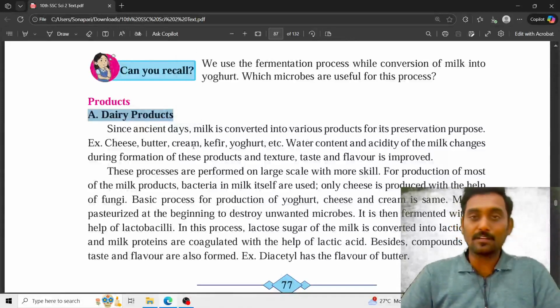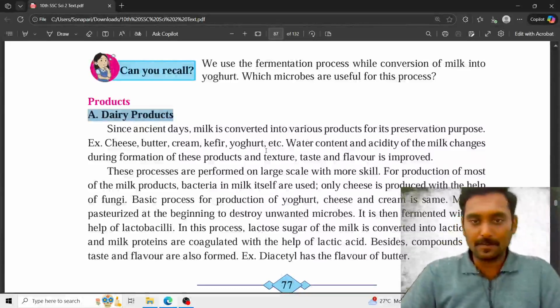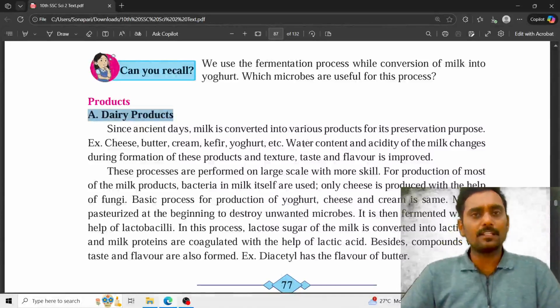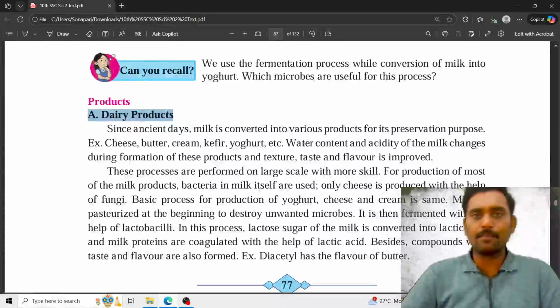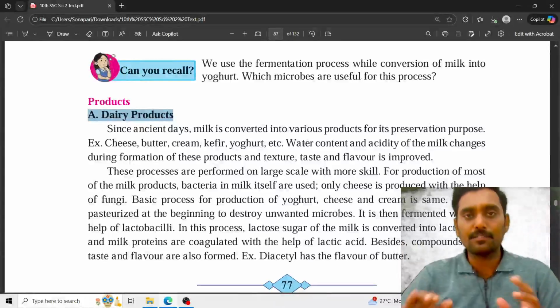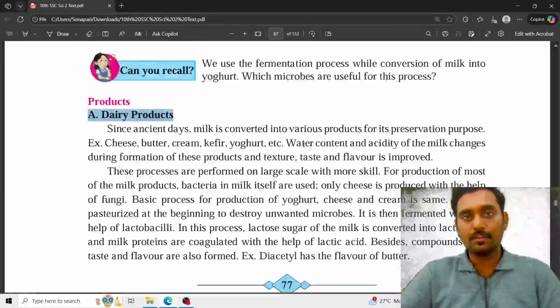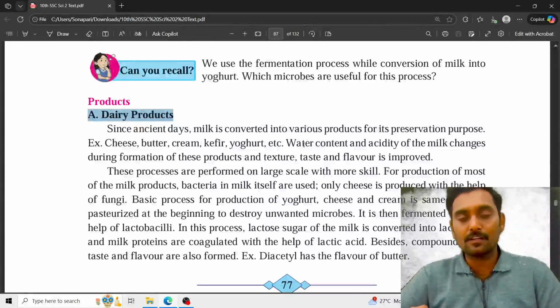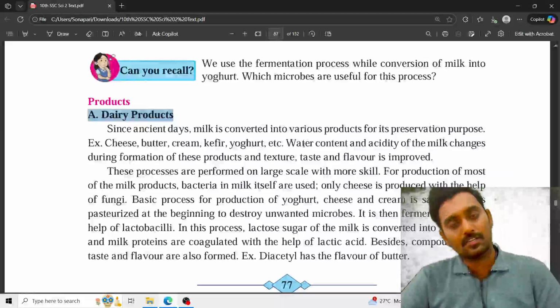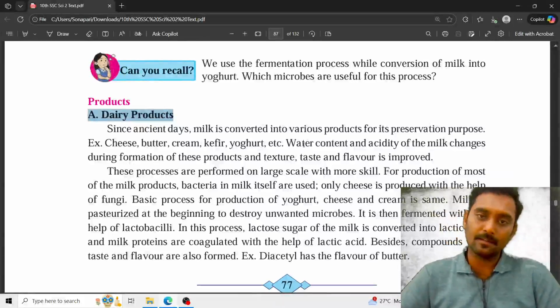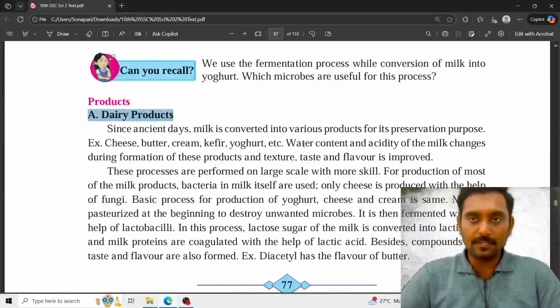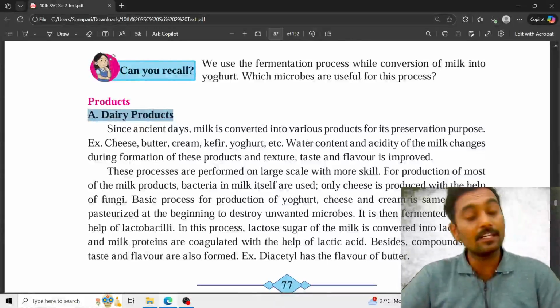So the cheese, butter, cream, kefir. Kefir is a product which is made with the help of curd, yogurt, etc. Here the water content and the acidity of the milk change during the formation of these products, and the texture, taste and flavor also get improved. See, the taste, texture and flavor of milk is totally different than the texture, taste and flavor of the curd. Both are totally different. Let's say cheese, it is also totally different.